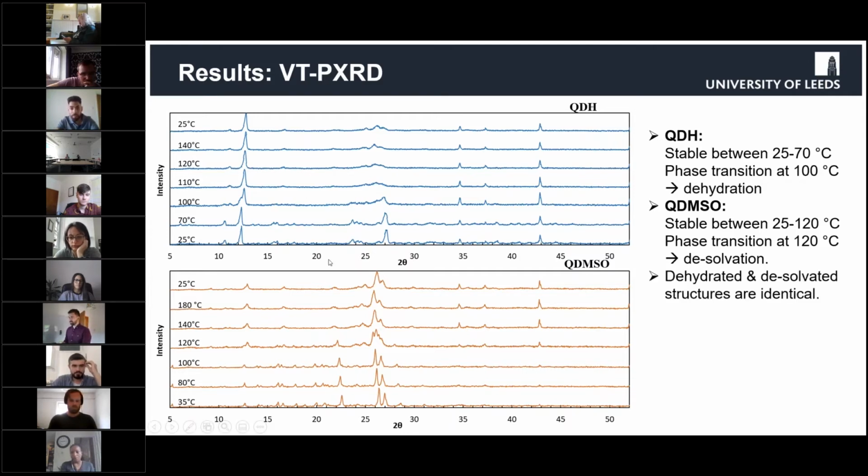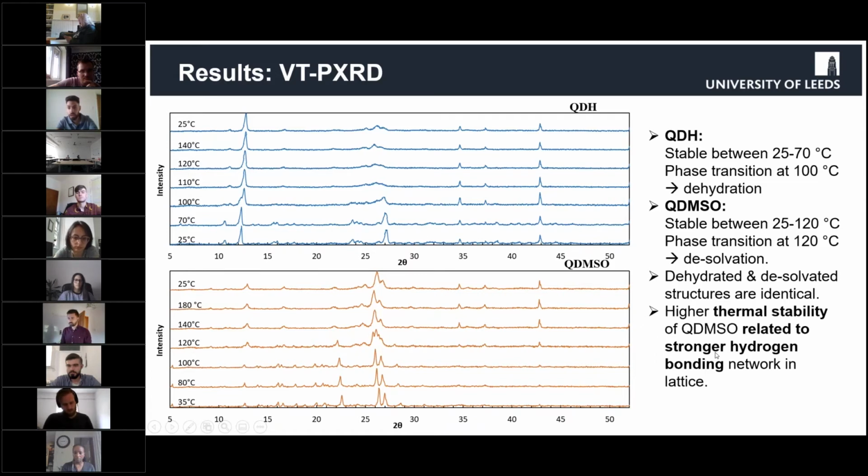And what is also interesting to notice is that the final products that we get after desolvation of both forms, starting either from the dihydrate or the QDMSO, are identical. So this final form and the final form from the dihydrate are identical. If we compare the peaks, they appear to be the same. So from that, we can infer that both structures, after losing the solvent molecules, desolvate to the same pure form of quercetin.